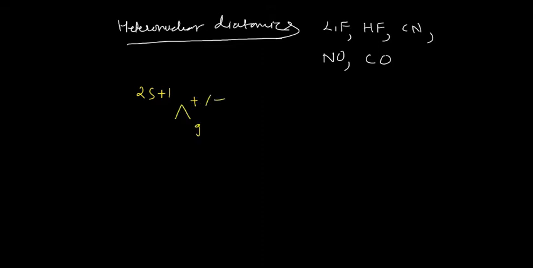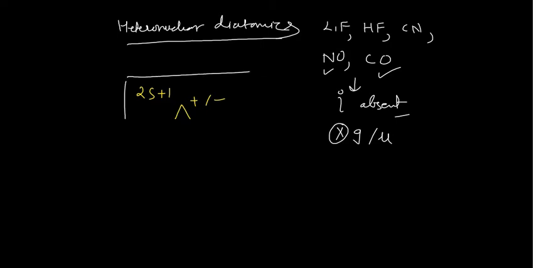But in the earlier case you have written g and u, while in the present case this gerade or ungerade concept would not be there, because heteronuclear diatomic molecules don't have the center of symmetry, right? I means center of symmetry, and this center of symmetry is absent in heteronuclear diatomic molecules. So there is no question of putting g or u as superscript. That's why it is omitted from here, and for heteronuclear diatomics you will use this term. Okay, now this is quite fine.